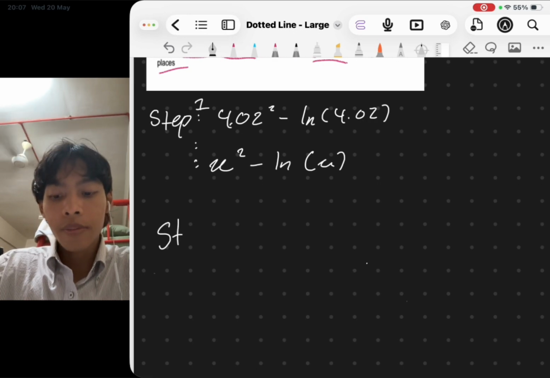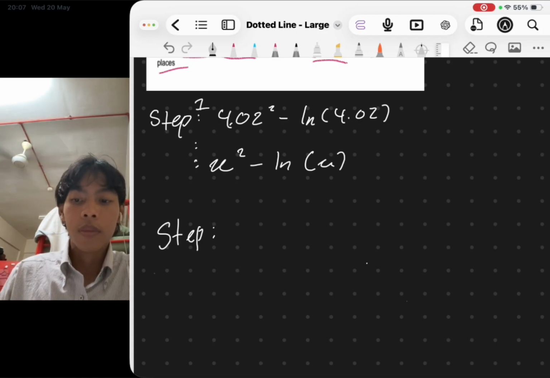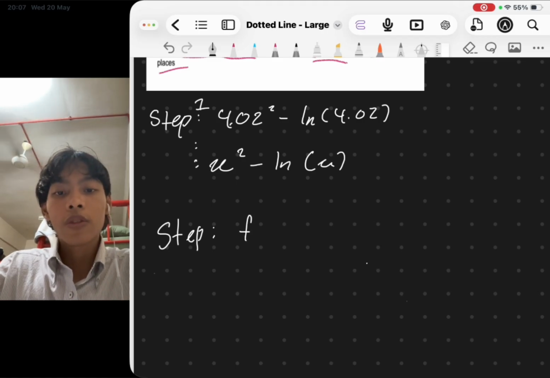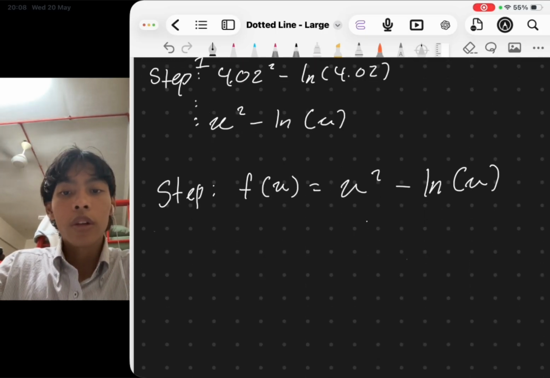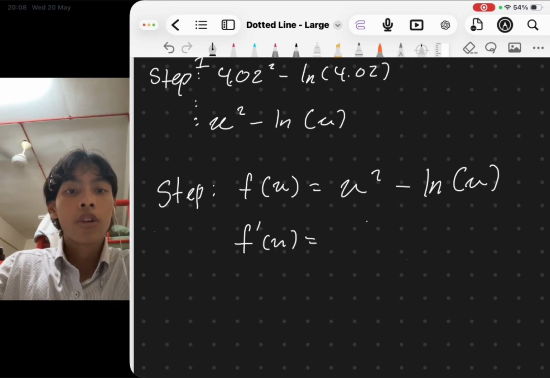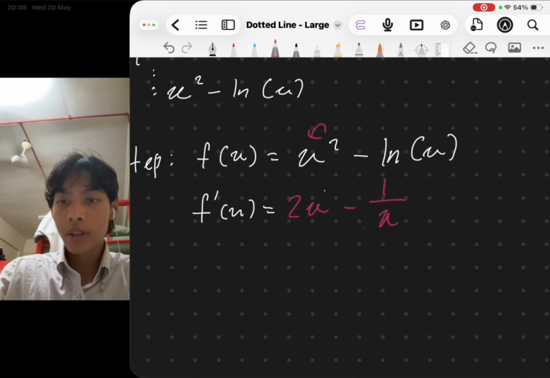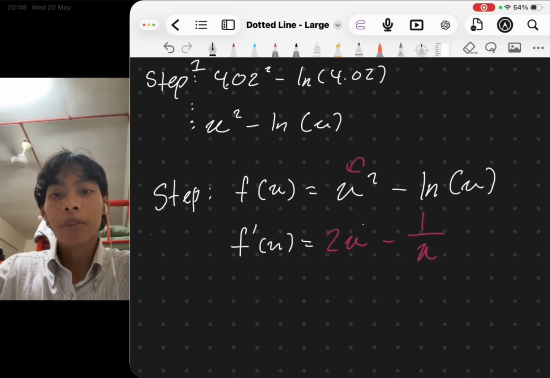Now the second step is to differentiate it. You need to differentiate f(x). The first one is f(x) equals x squared. When we differentiate it, it turns into f prime x, which is 2x, while ln x turns into 1 over x. These two are the main ones we will use a lot. So that is step 2.